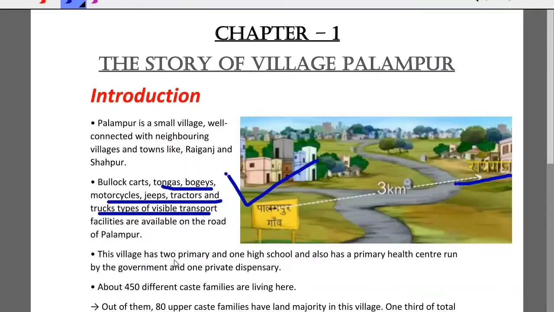This village has 2 primary schools and 1 high school for the children of village Palampur. And there is 1 primary health center run by the government and 1 private dispensary. So any type of facility can be taken by sick persons. Any sick person can be treated here because the primary health center is there and the private dispensary is also there. About 450 different caste families are living here. All types of caste persons are living in the village Palampur.